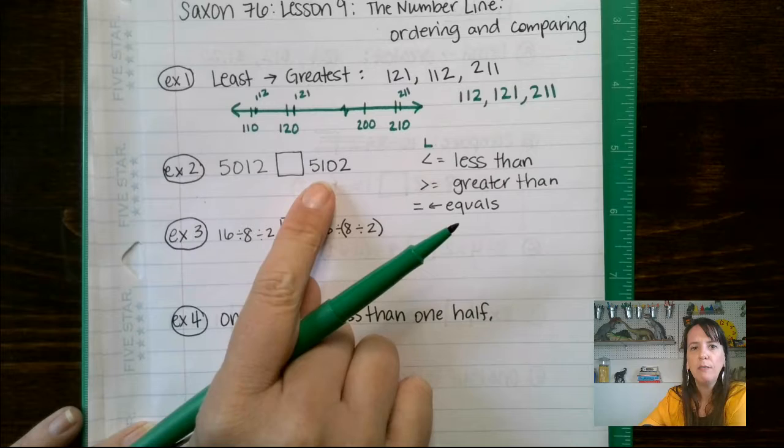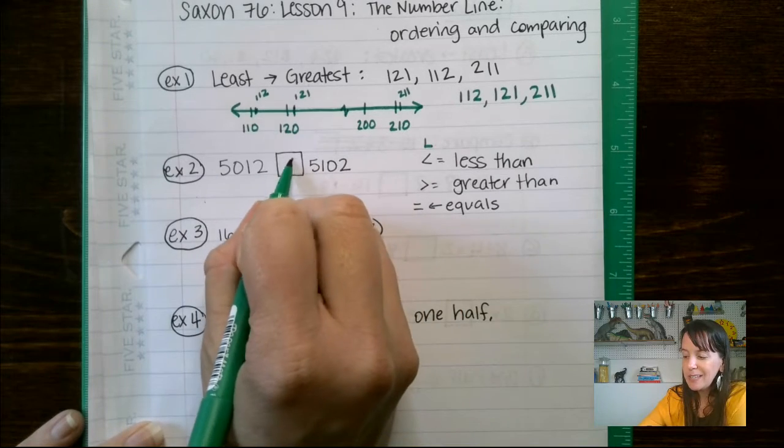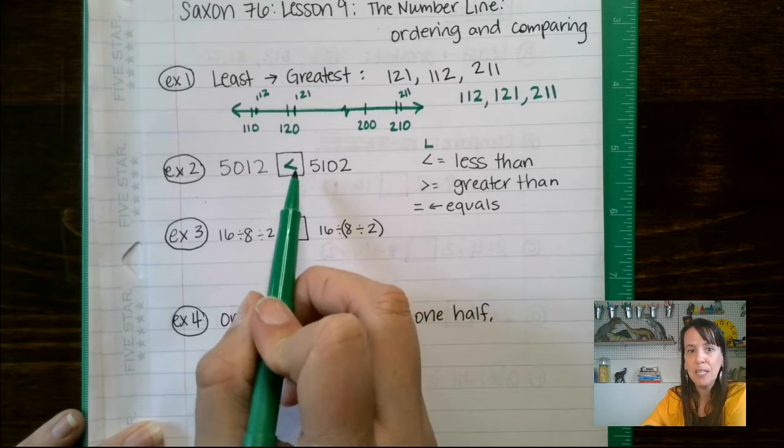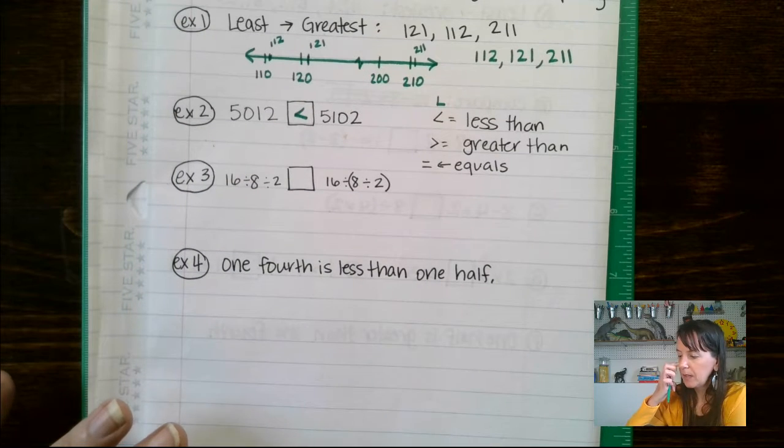So 5,012 and then 5,102, this one is going to be greater. So 5,012 is less than 5,102 because it looks like an L.